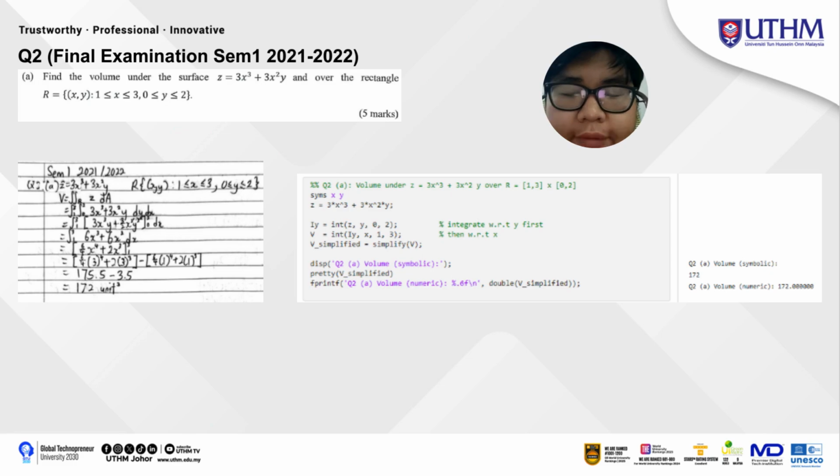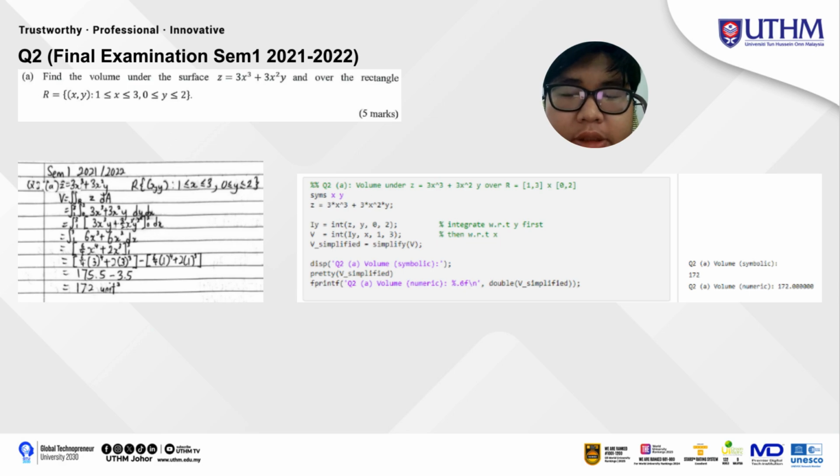I will continue the presentation of question 2, Final Exam Sem 1 2021-2022. This question needs us to find the volume under the surface z equal to 3x cubed plus 3x squared y over the rectangle, which is also given the range. As this question already gives the range and also the equation, we can directly put them into the formula, which is V equal to the double integral of z dA.